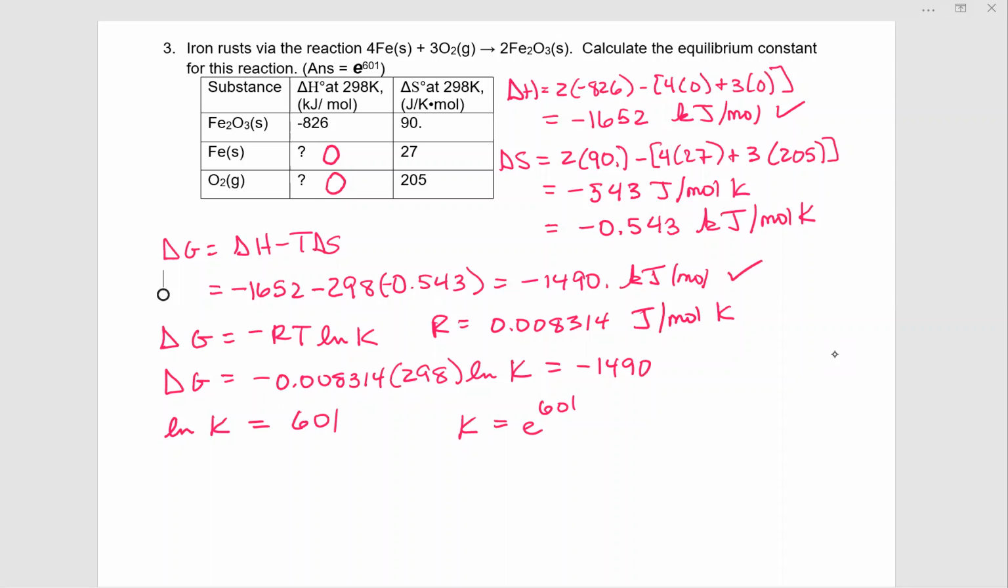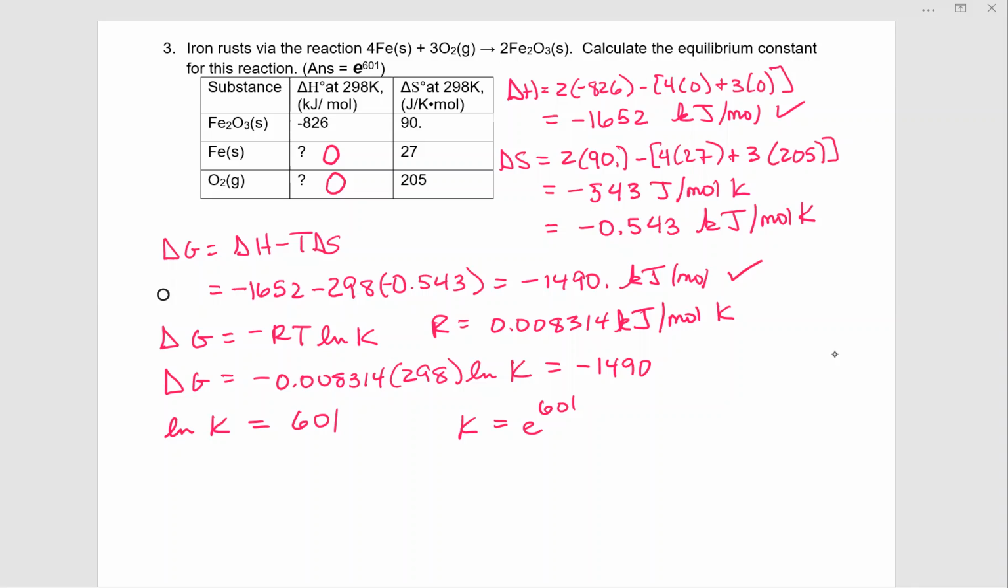Then you used delta G equals negative RT ln K, remembering that R, the units are in joules, so you need to convert it to kilojoules. So we plug that in. We have delta G equals negative 0.008314 times 298 times ln K is negative 1490. ln K is 601, and so you get a value of K, e raised to the 601 power.